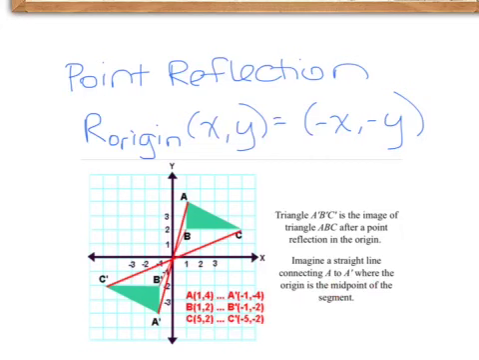So rather than the line of reflection, which is the perpendicular bisector of the segment that connects the point in the pre-image with its point in the image, here it's just the midpoint. So if we have line segment A A prime, A to the origin is congruent to the origin to A prime, because this would be the midpoint of that segment.